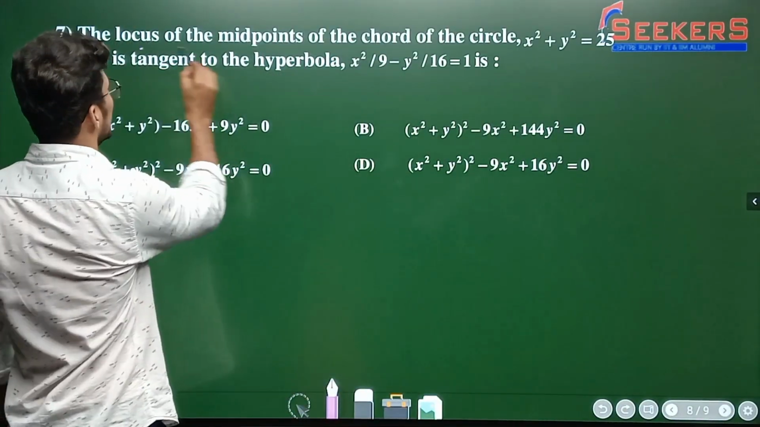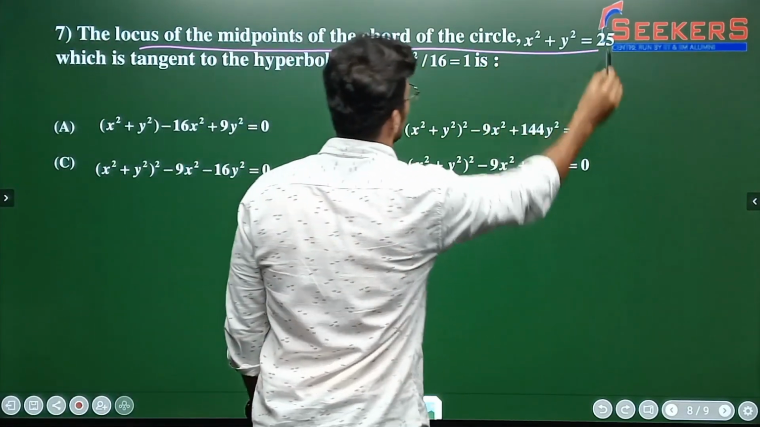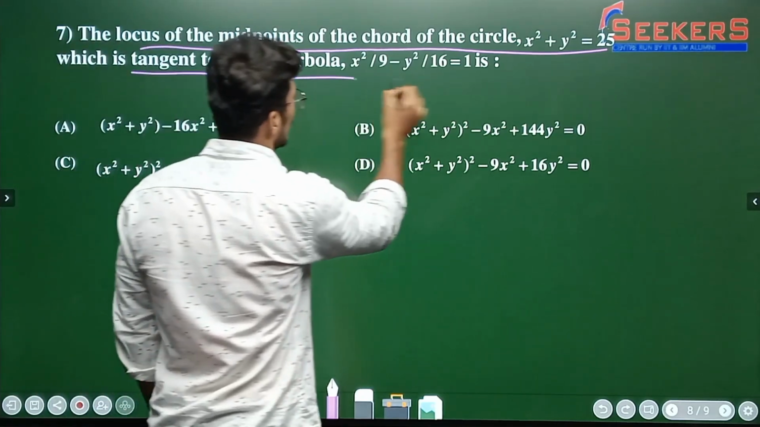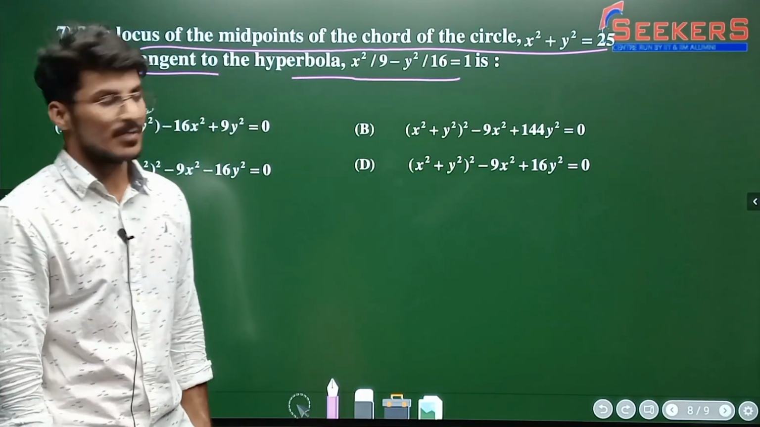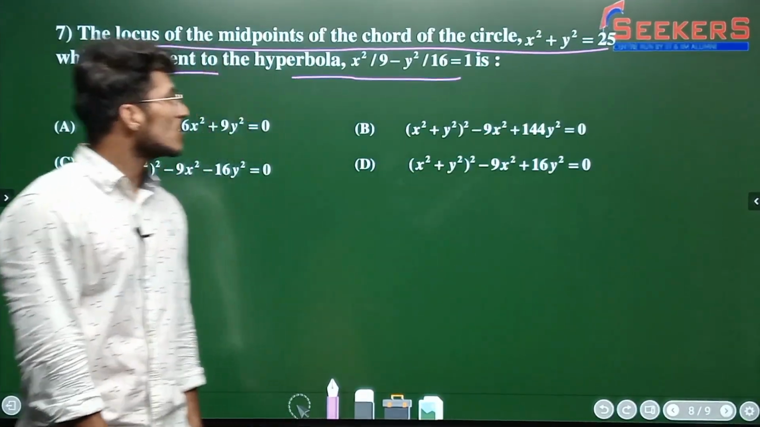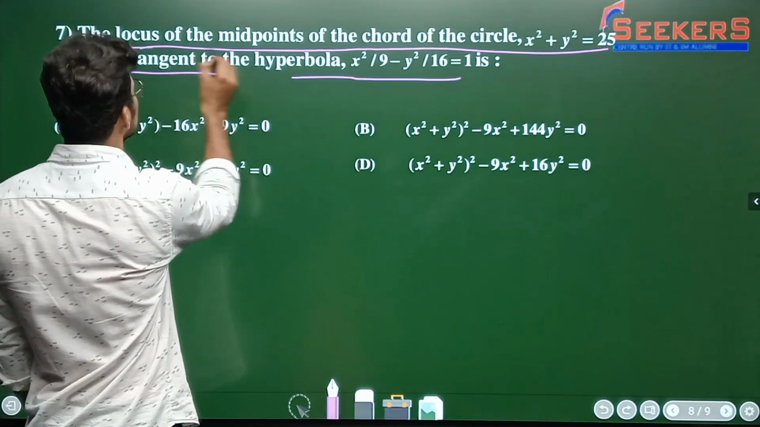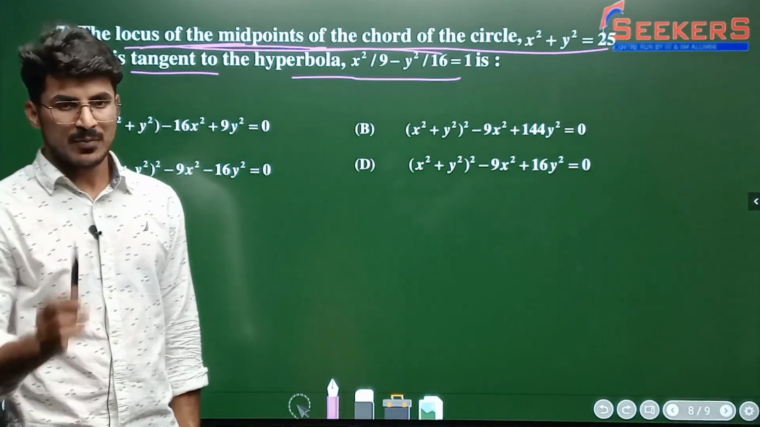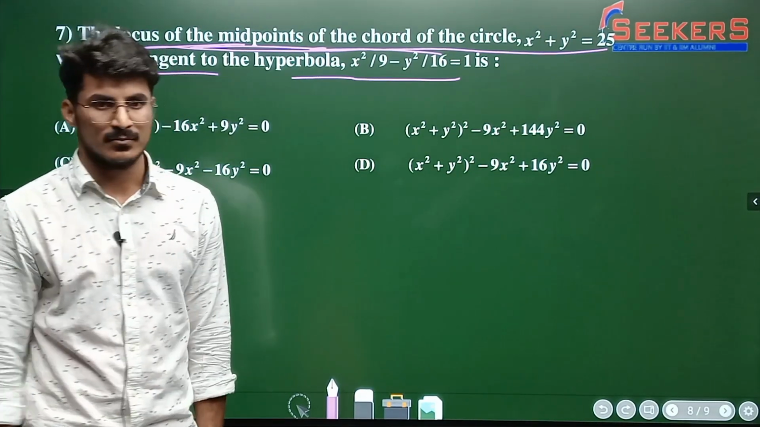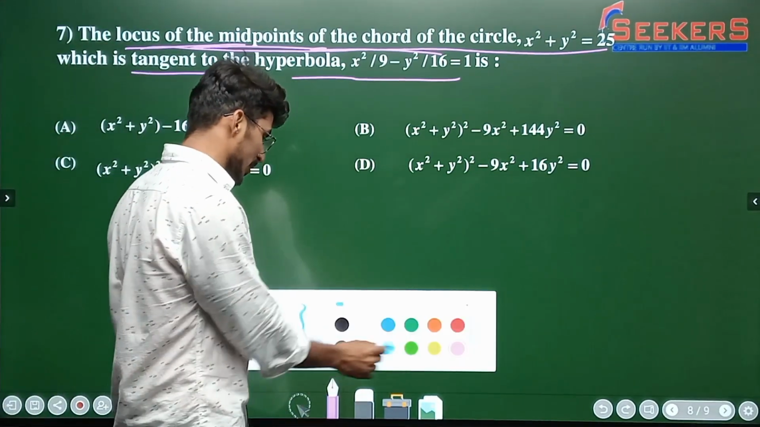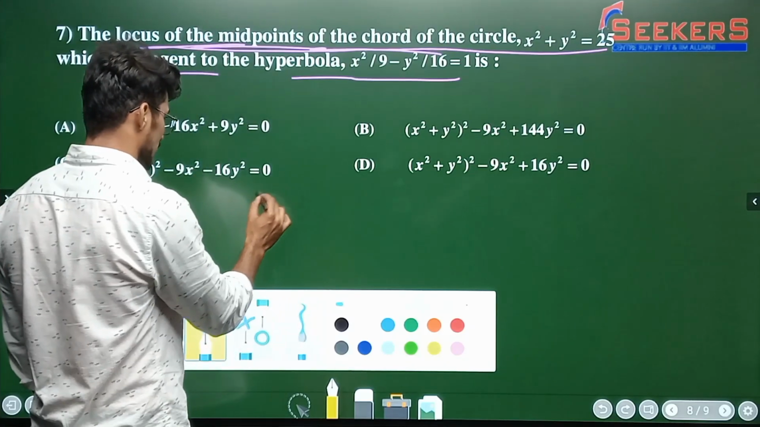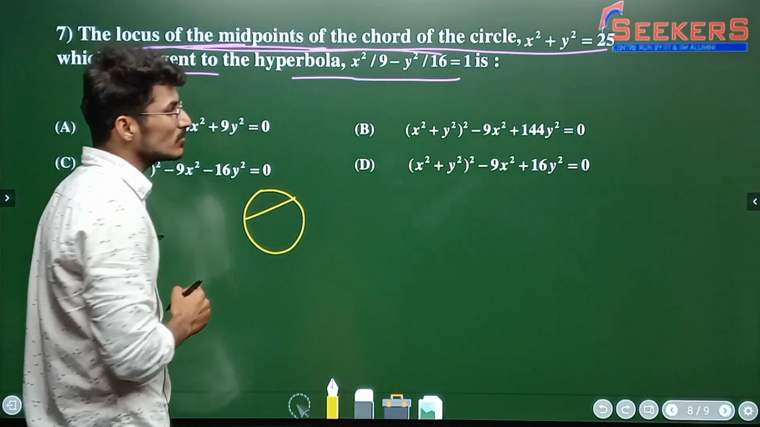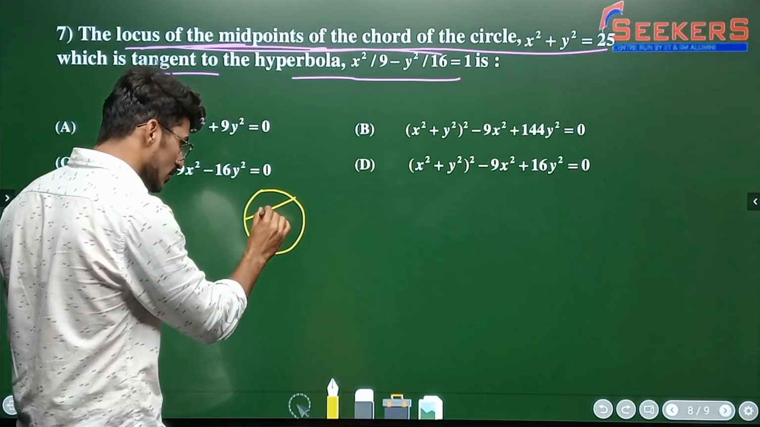If the locus of the midpoints of the chord of the circle x square plus y square is equal to 25, which is tangent to the hyperbola x square by 9 minus y square by 16 equal to 1. So what he has given here, we need the locus of the midpoints of the chord of the circle. It's a very important concept. See, we know that, look at this here, there is a circle given, this is a chord, and the locus of the midpoint is nothing but locus.